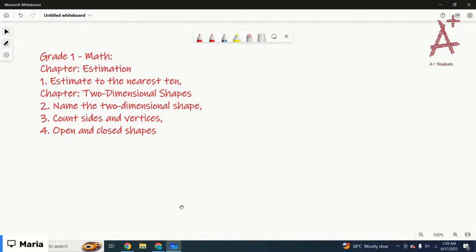We are here for grade 1 math. You can find all the lessons on aplusstudents.com. You have to log in there using your email address and password as provided by the administrator. Then you have to select math from the subject tab.